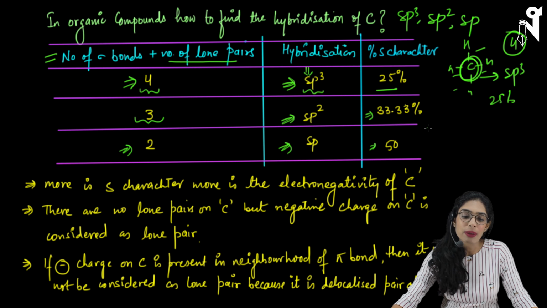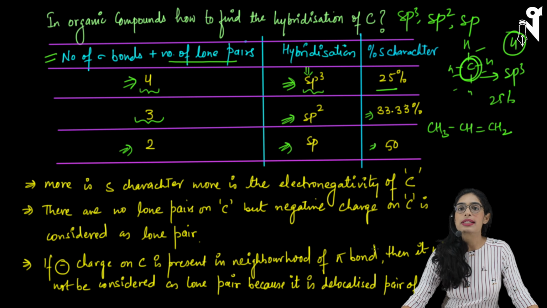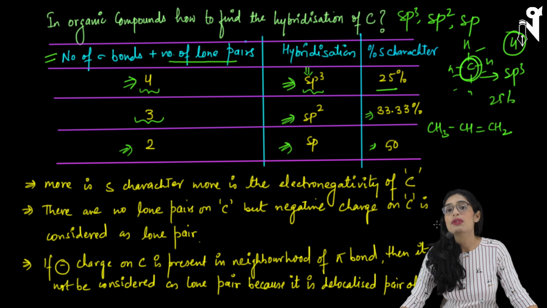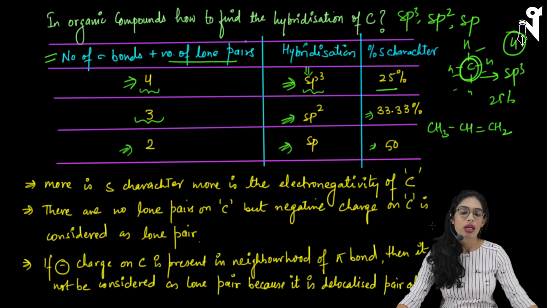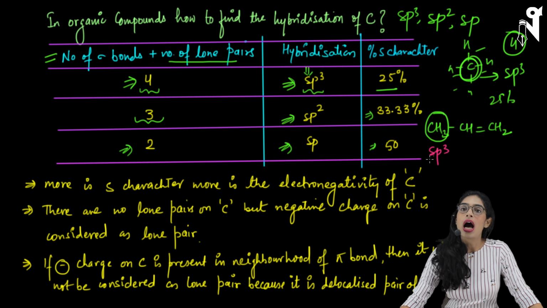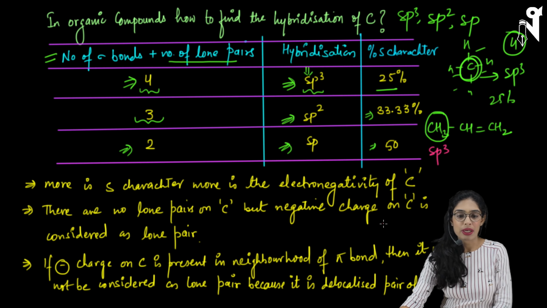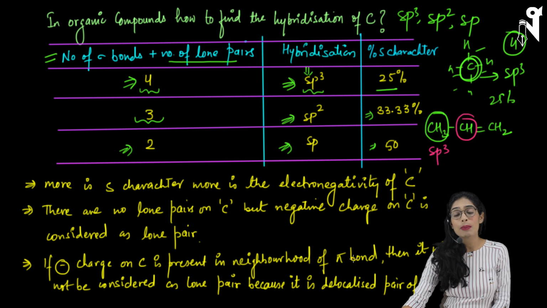Let's say I have a compound CH3, CH double bond CH2. This is my compound, and we want to figure out which carbon is more electronegative, or what is the electronegativity difference between these carbons present in this compound. If I talk about this carbon, this carbon is sp3 hybridized. How come? It's making 4 sigma bonds, no lone pairs, so sp3 hybridization. Now look at this carbon. How many sigma bonds are there?